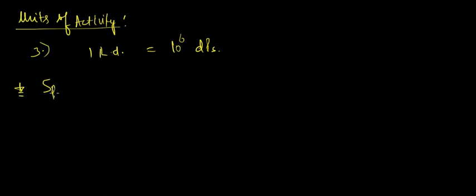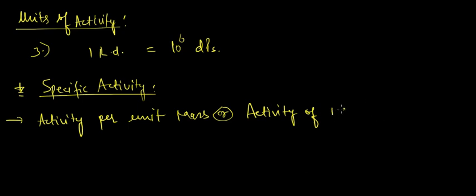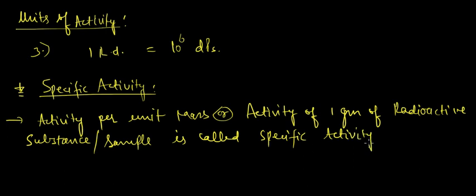Now let's see specific activity. So specific activity is the activity per unit mass, or activity of 1 gram of radioactive substance or radioactive sample, is called specific activity.